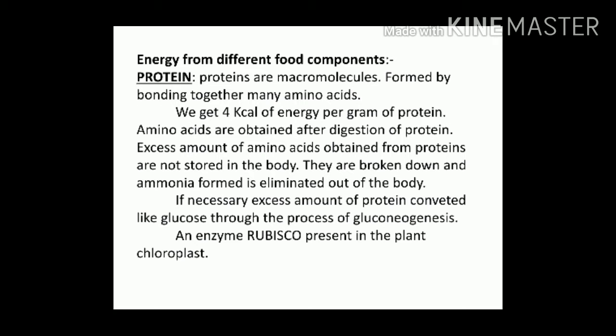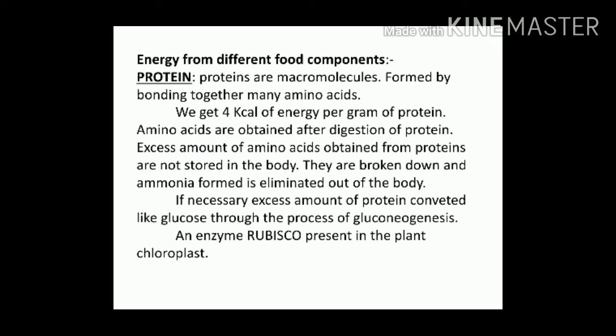that is, the excess protein is converted into other useful substances like glucose, and that process is called gluconeogenesis. Plants produce the necessary amino acids from minerals and thereby produce different proteins. The enzyme rubisco, present in the plant chloroplast, is the most abundant protein found in nature.